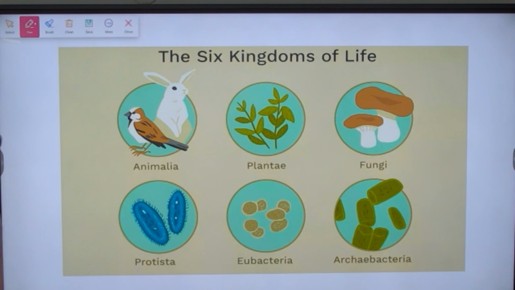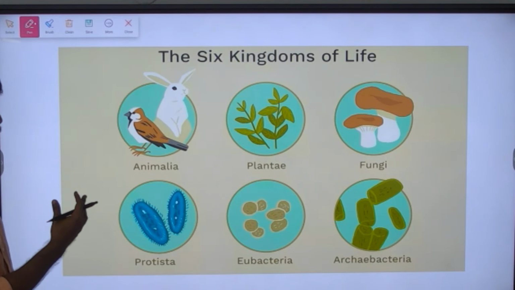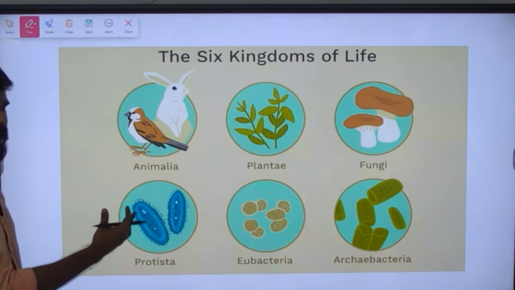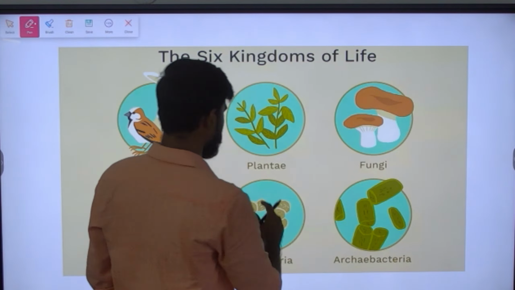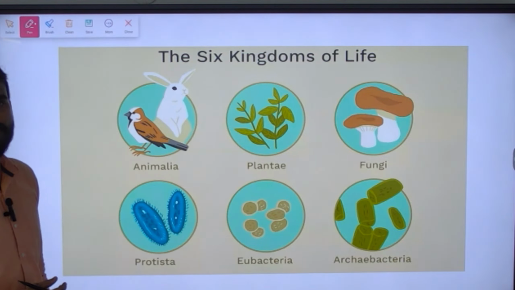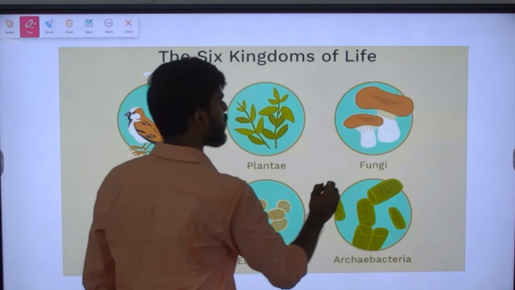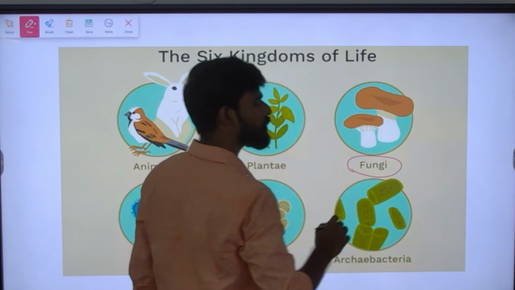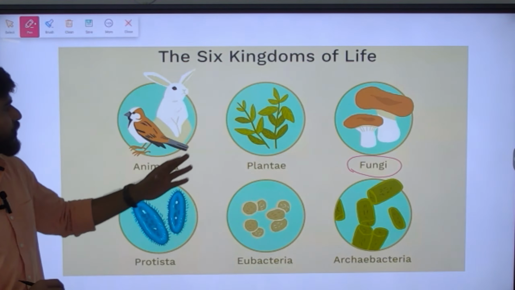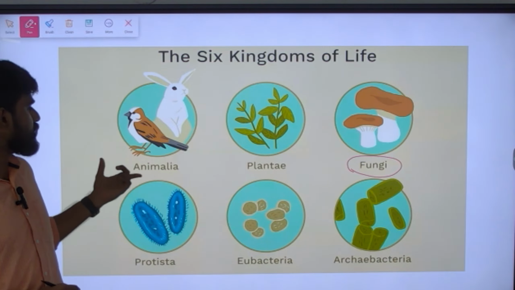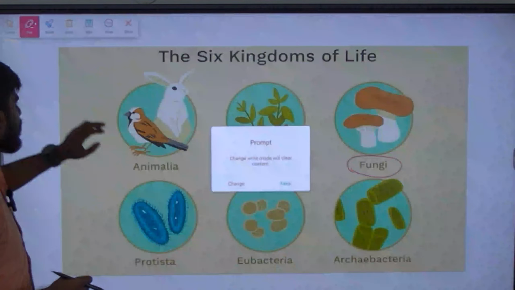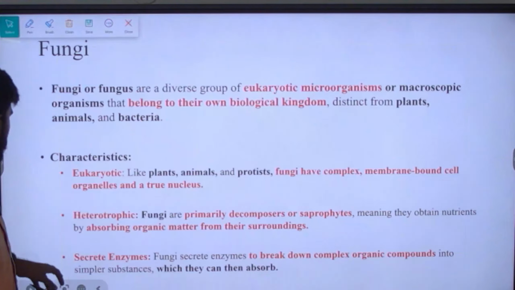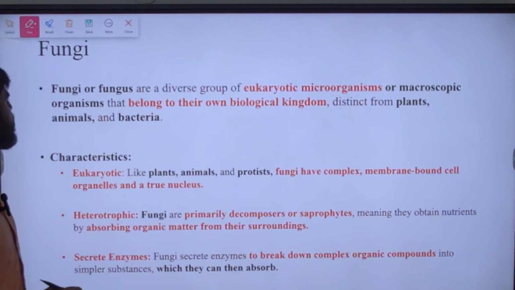We know that there are 6 kingdoms of life. What are they? Animals, plants, fungi, protista, eubacteria and archaebacteria. Archaebacteria is the oldest bacteria. Okay, so these are the 6 kingdoms of life. So in this we can observe that fungi is itself a separate kingdom. Okay, and it is distinct from plant and animal. So these are the important characteristics of fungi. Let us understand it in detail.